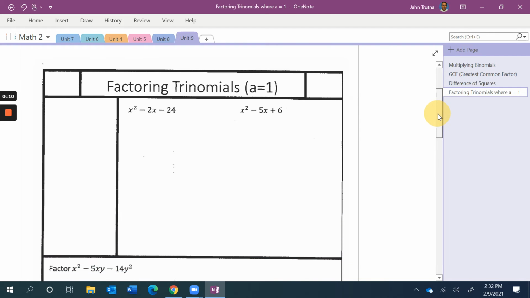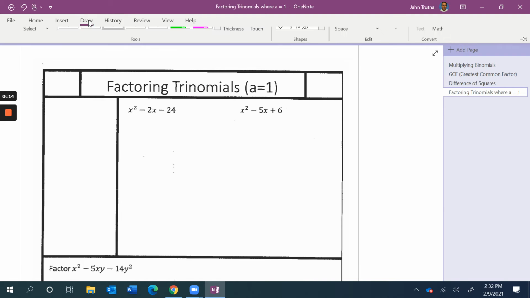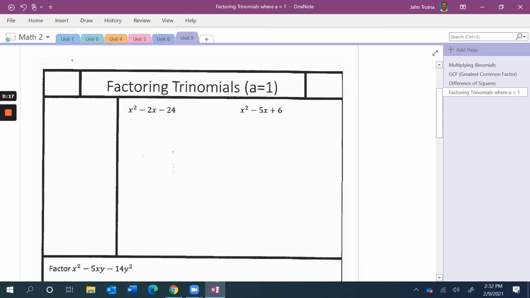Today we're going to be going over how to factor trinomials. There are a couple of things before we get started that we want to go over and understand.